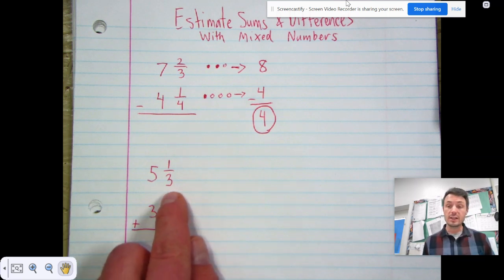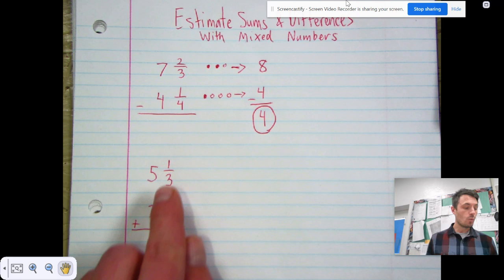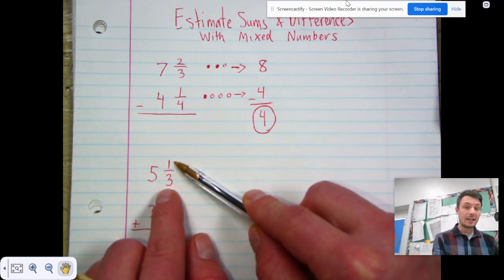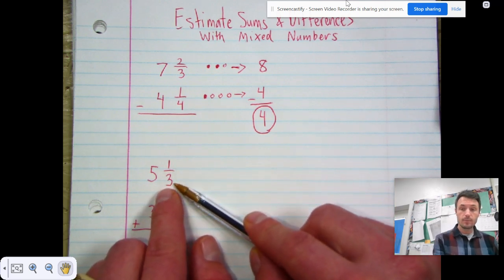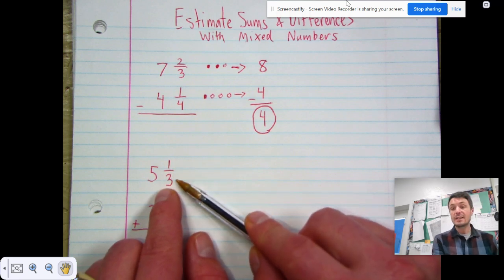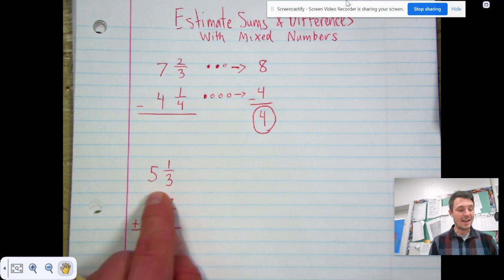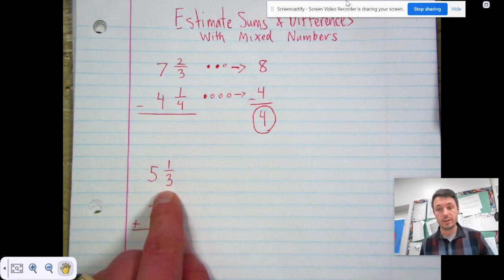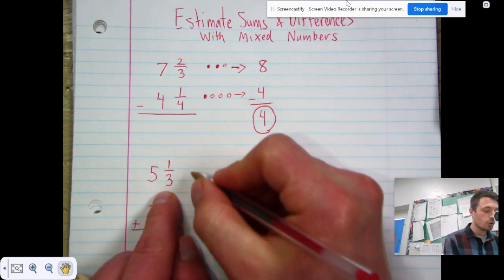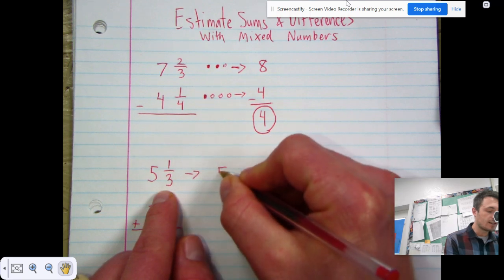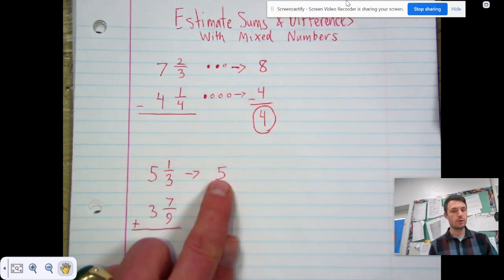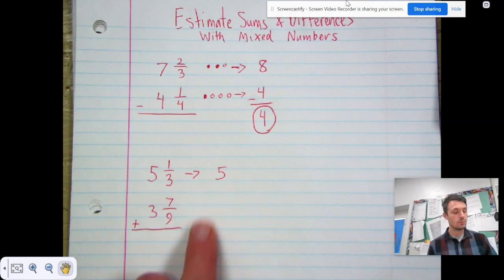Do you have closer to 6 or closer to 5? Well, since 1 is less than half of 3, that means 1/3 is less than half. So you have 5 whole pizzas and less than half of the sixth pizza, which means you have closer to 5 pizzas than 6 pizzas. So 5 1/3 is going to round to 5.